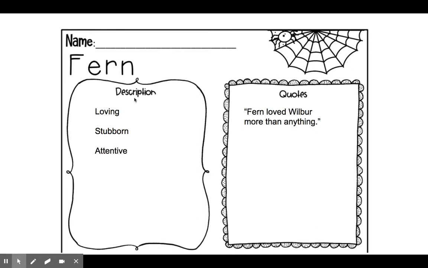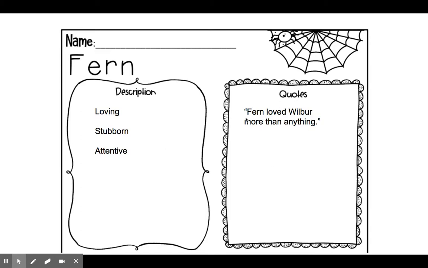So, looking at Fern, we're going to start with her. We have a description of her. We have loving, stubborn, and attentive. Attentive means she is paying attention. So she's paying attention to Wilbur mostly, and she wants to take care of him, and she is always making sure that he is doing well, right?